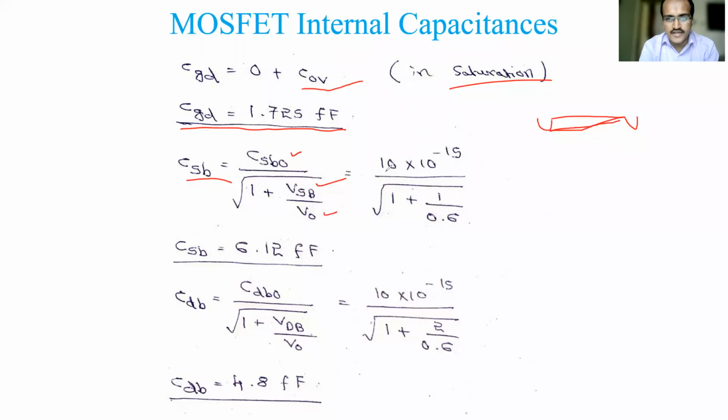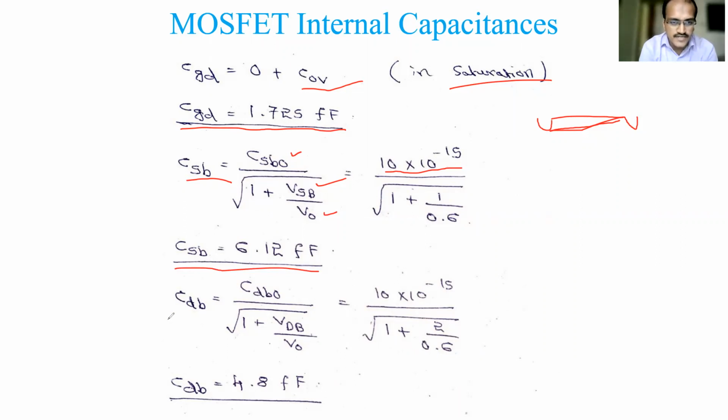CSB0 they have given as 10 femtofarad, meaning 10 into 10 to the power minus 15, which I have written. Square root of 1 plus VSB, whose value is 1 volt, and V0 value is 0.6 volt, as they have given. So do this calculation: 1 by 0.6, then add it with 1 and take the square root of that. Then divide 10 by that, and keep the answer in femto. So it will come as 6.12 femtofarad. You can use the calculator here to calculate this value. So, straight away answer.